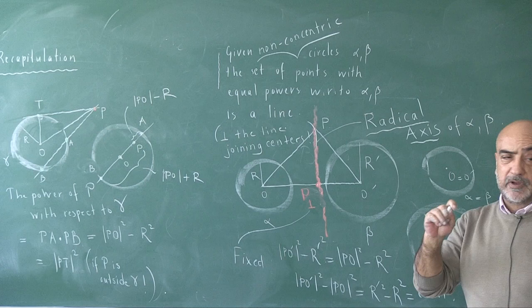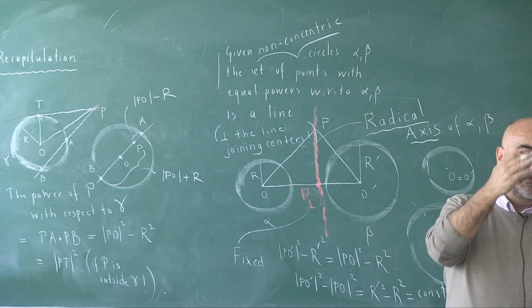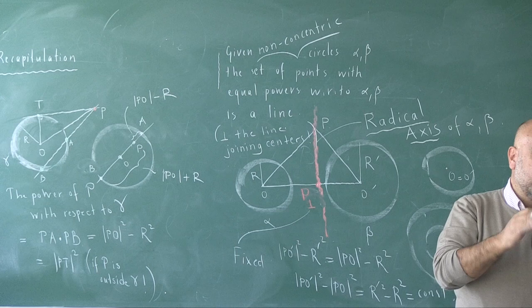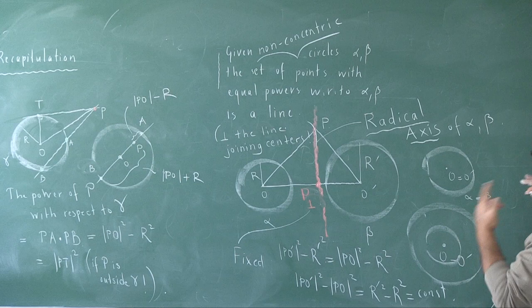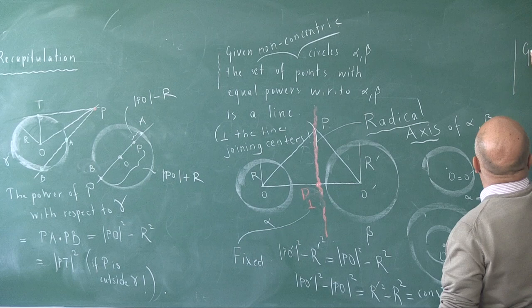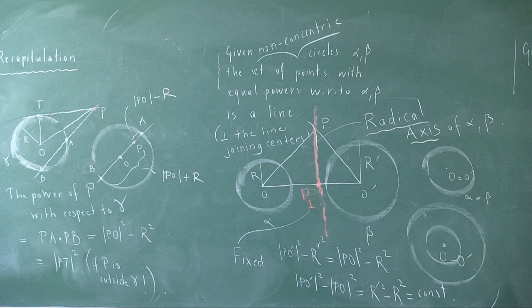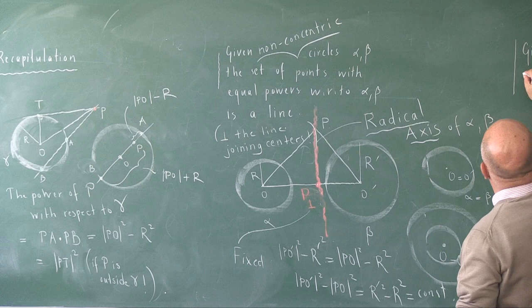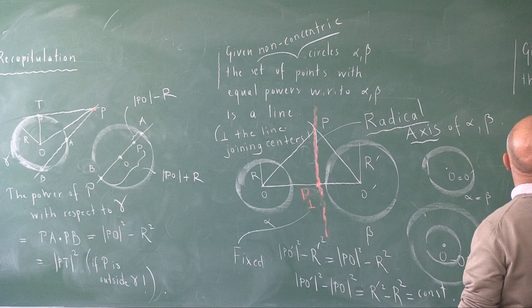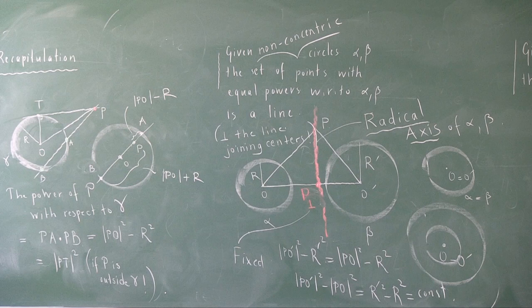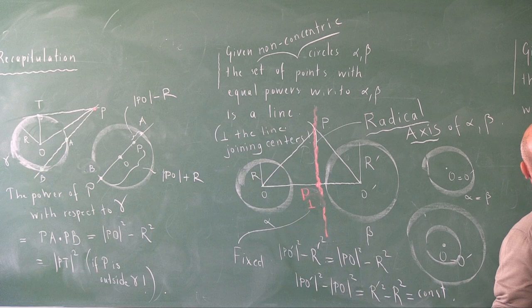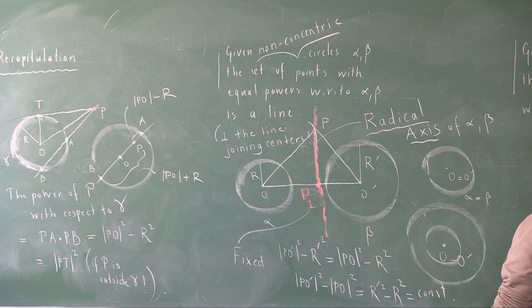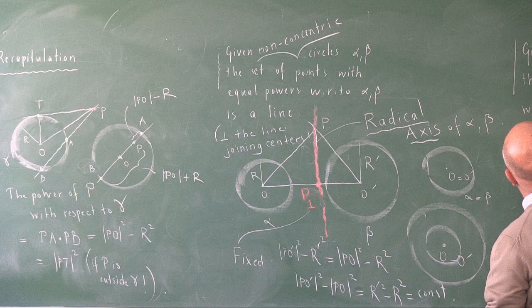So given two circles, non-concentric, the centers do not coincide, then you can construct actually a straight line on which the points with equal power reside. They live there. And you can do something similar with three circles. So given three circles, alpha, beta, gamma, there is a unique point which has the same power with respect to all three circles, alpha, beta, gamma. Now, how is that?